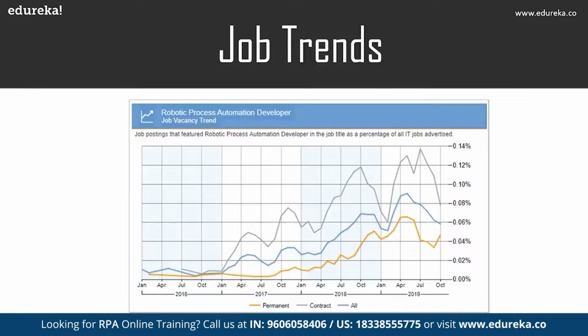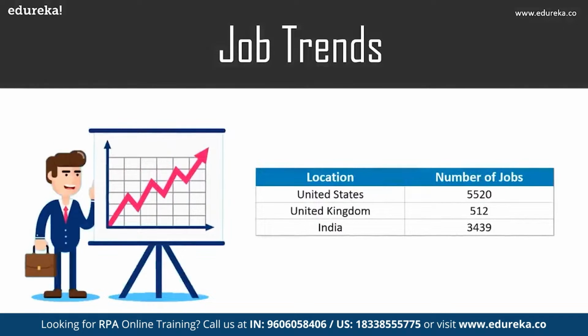Now, before I tell you the salary trends of an RPA developer, let me just quickly give you some stats about the job trends based on the geographic locations. Like in the United States, the number of jobs is around 5,000. In the United Kingdom, the number of jobs is around 512, and in India, the number of jobs is around 3,000. So as you can see, the numbers are quite good, and RPA developer career opportunities will only shoot through the roof as both startups and well-established companies are offering lucrative salaries to RPA developers.